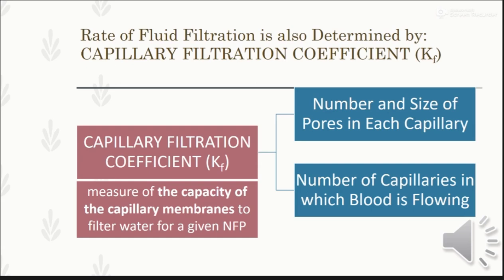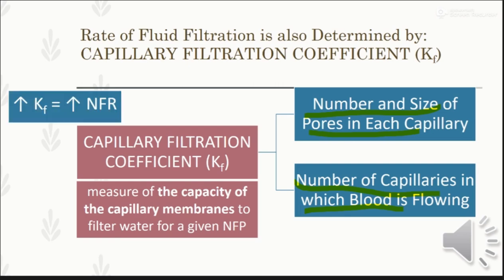Okay? So we have the rate of fluid filtration, FF, which is also determined by KF, the capillary filtration coefficient. What is the capillary filtration coefficient, KF? It is the measure of the capacity of capillary membranes to filter water for a given net filtration pressure. It is determined by the number and size of pores in each capillary and the number of capillaries where blood is flowing. Just remember, when our capillary filtration coefficient, KF, increases, our net filtration also increases. And vice versa.